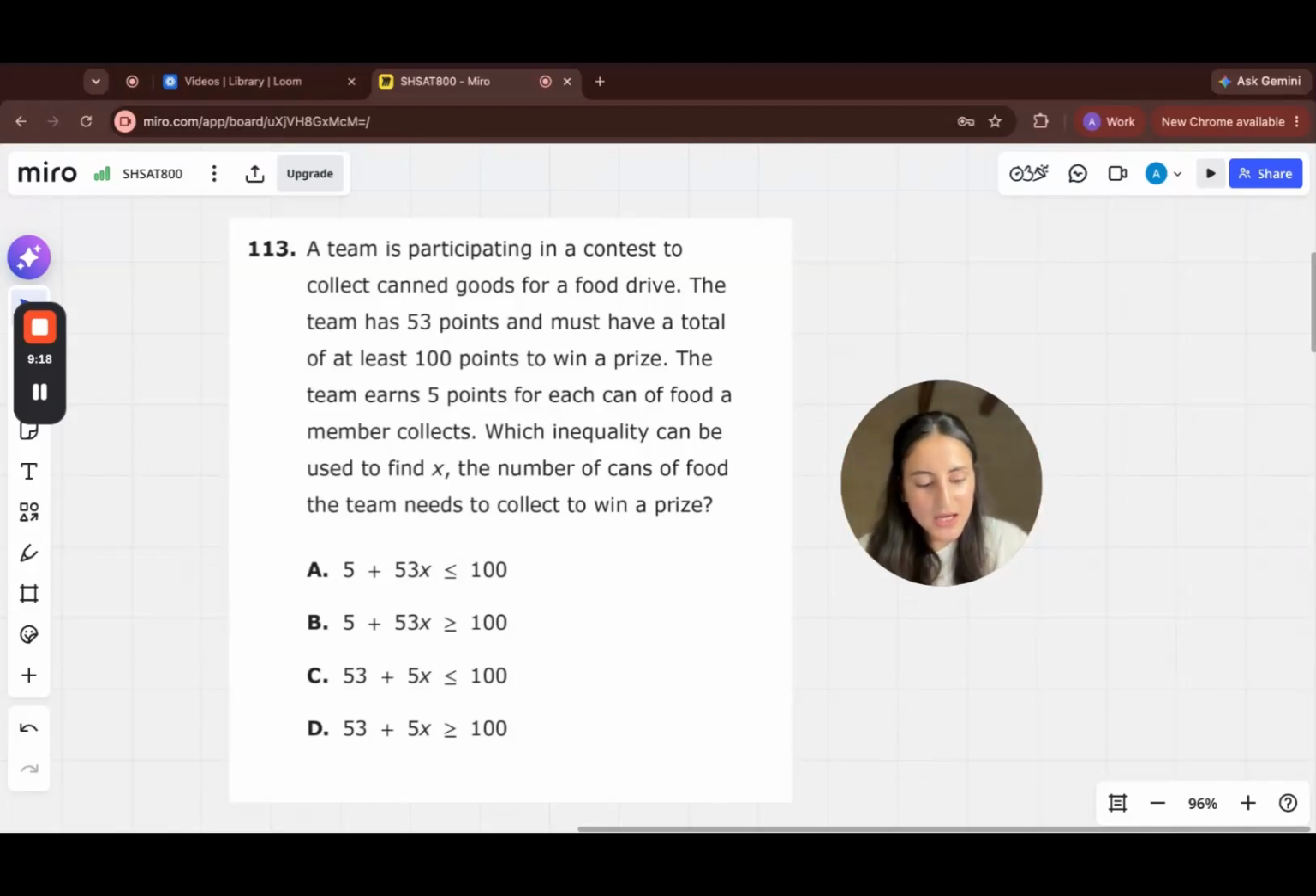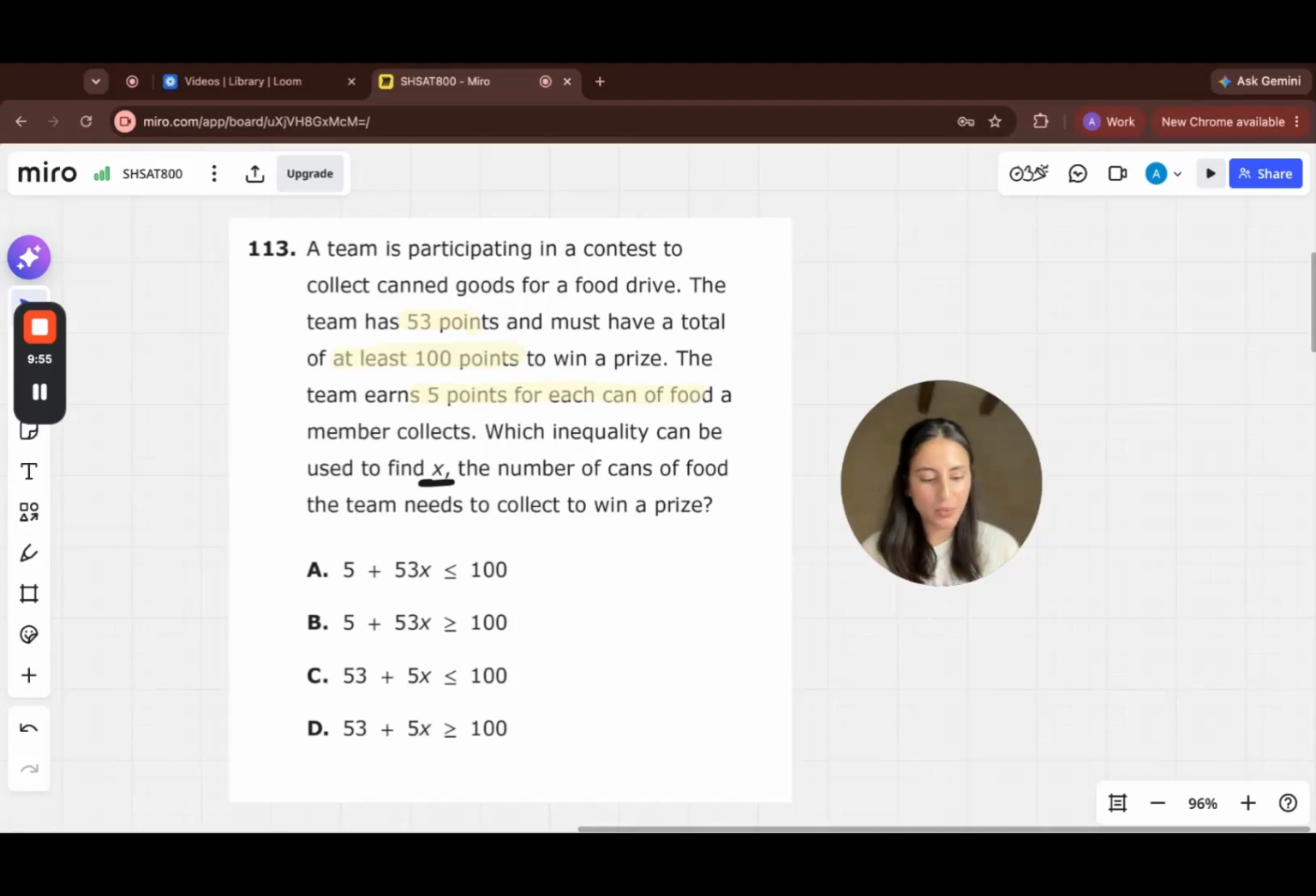So a team is participating in a contest to collect canned goods for a food drive. The team has 53 points and must have a total of at least 100 points. Seeing those words "at least" signals to me that there's an inequality. The team earns 5 points for each can of food a member collects. Which inequality can be used to find X, the number of cans of food the team needs to collect to win a prize? So first, I want to identify the rate of X, which is the number of cans of food the team needs.